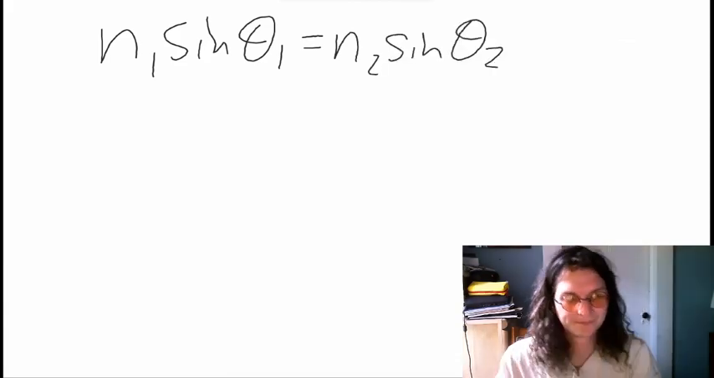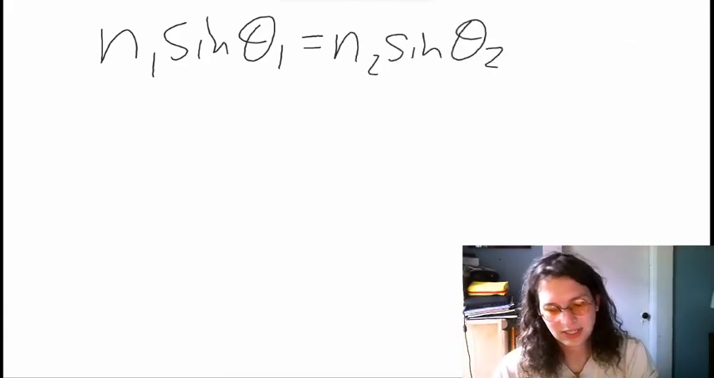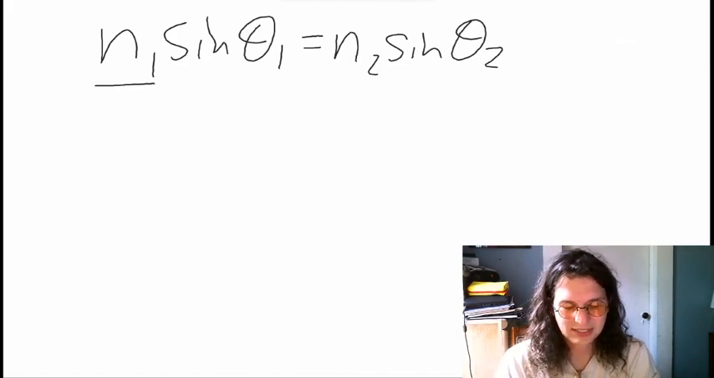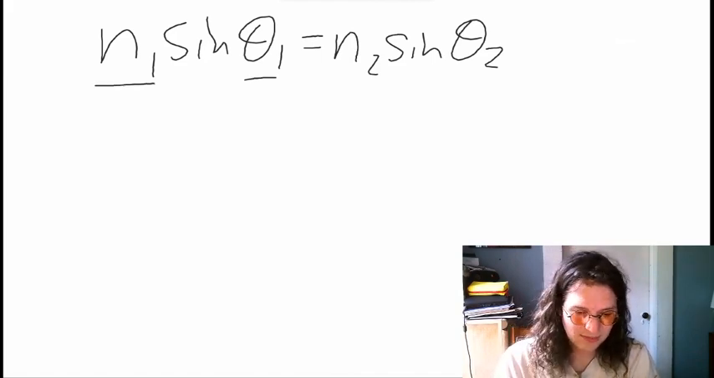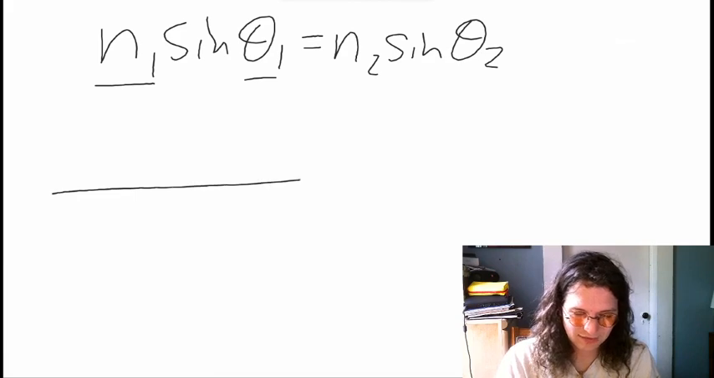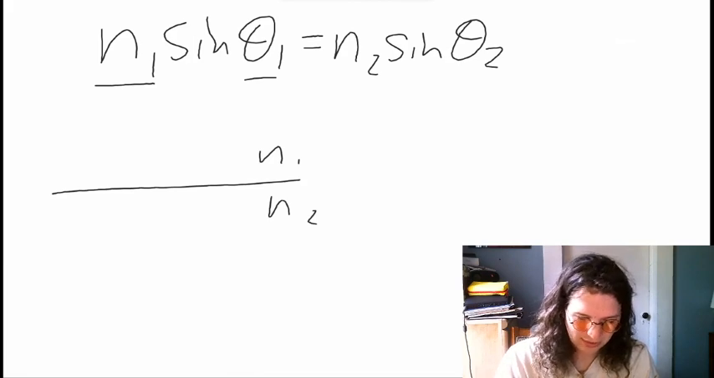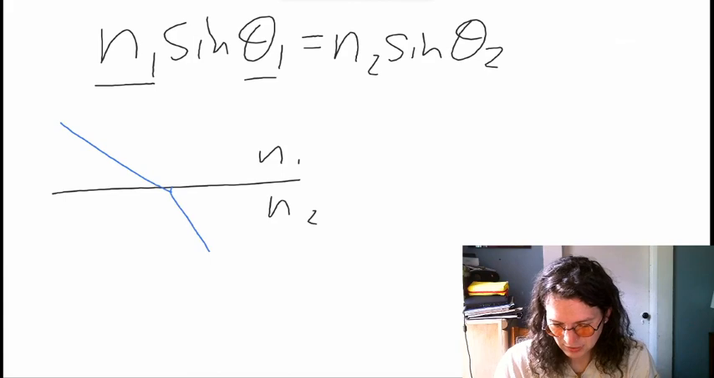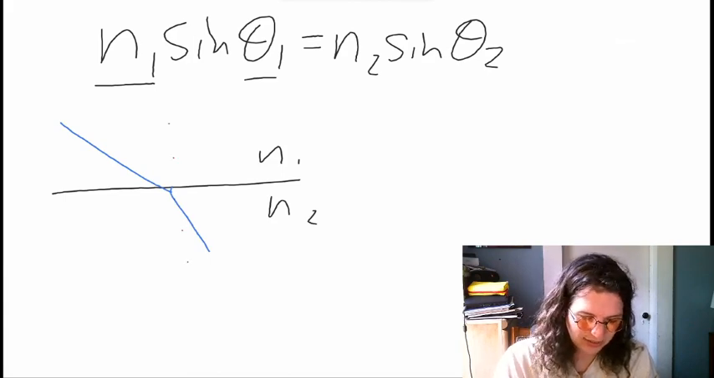And you'll just have the index for the first object times the angle of incidence. Keep in mind that your angle of incidence is measured off of, if this is my barrier between two substances, n1 and n2, and I have a light ray that comes in like this, the angle theta is always going to be measured off of the normal line to that boundary.